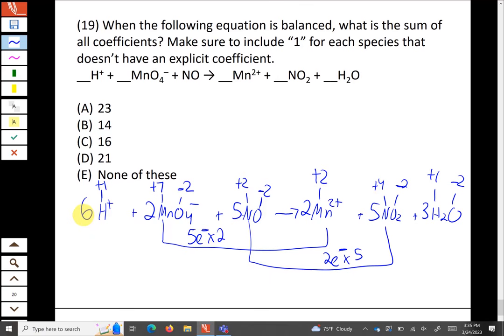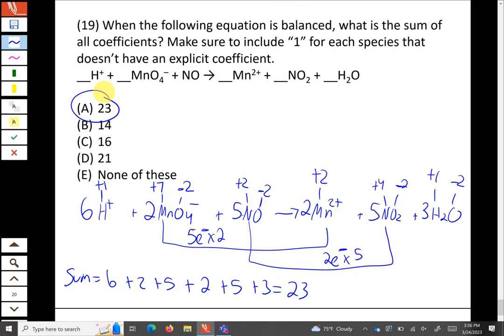Now we just have to add them together to report the answer for this problem. The sum is going to be 6 plus 2, which is 8, plus 5, which is 13, plus 2, which is 15, plus 5, which is 20, plus 3, which is 23. So choice A would be correct for this one.